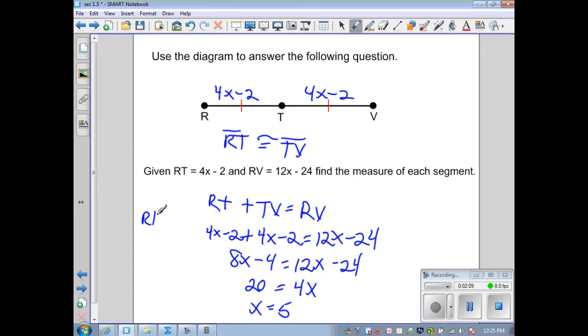RT is equal to 4x minus 2. Therefore, when I substitute in for 5, I get 4 times 5 minus 2. 20 minus 2 is 18. Since I know that RT is congruent to TV, if RT's length is 18, TV's length is also 18, and therefore I know from the segment addition postulate that 18 plus 18 gives me RV equal to 36.